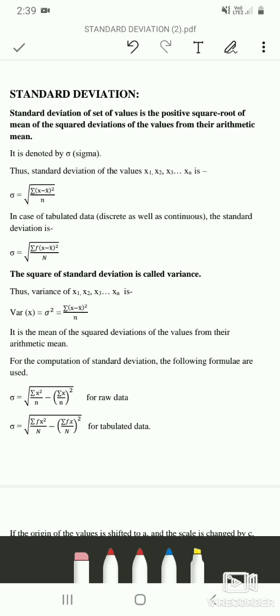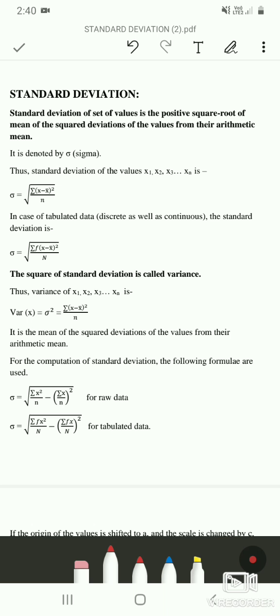So now let us see the definition of standard deviation. Standard deviation is denoted by sigma. So this is sigma and is known as standard deviation. Now let's understand the definition. Standard deviation of a set of values is the positive square root of the mean of the squared deviations of the values from their arithmetic mean.